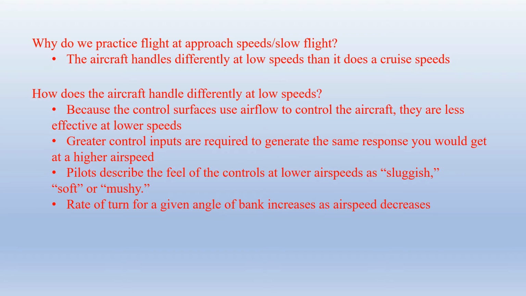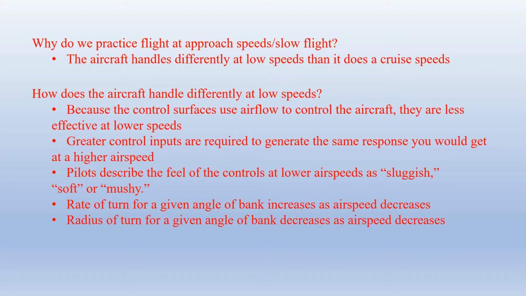Also, part of the conversation is that the rate of turn for a given angle of bank increases as airspeed decreases. So the aircraft behaves differently that way. What this means is if we were to do a 20-degree bank at 100 knots or 95 knots at our cruise speed, we know we're going to do a full circle in about 2 minutes. That's a standard rate of turn. If we do that same 20 degrees of bank while flying at 55 knots, our short field approach airspeed, it's going to take us quite a bit less time to make that full circle because our nose is going to come around the compass quite a bit quicker.